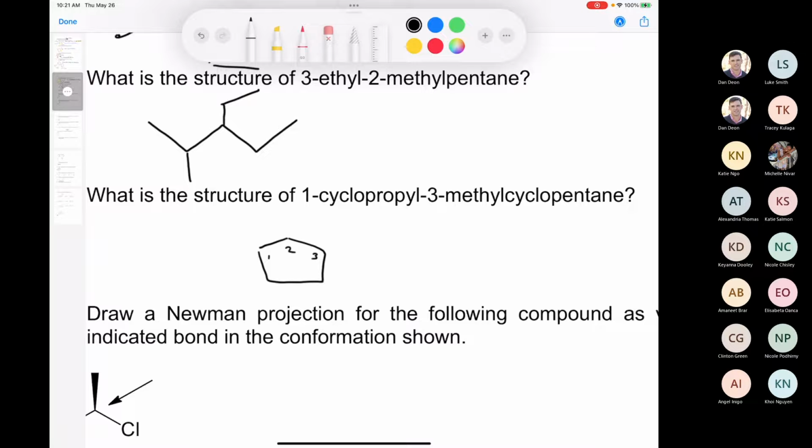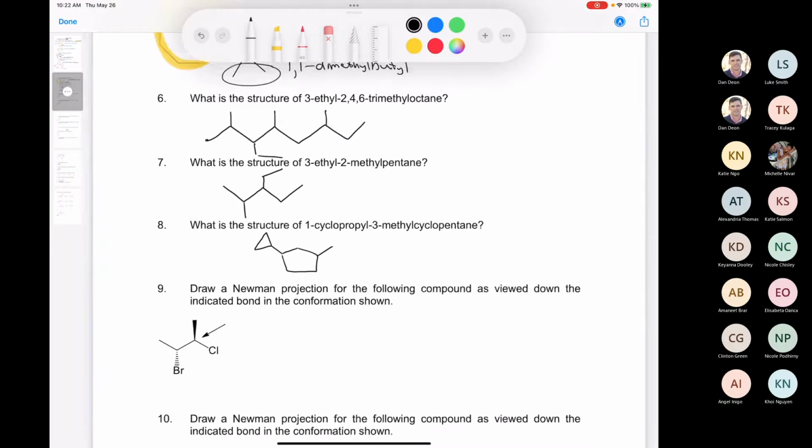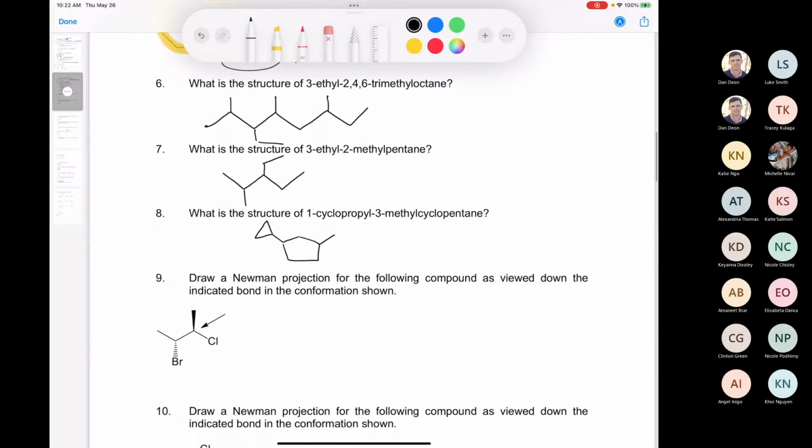So at the first carbon, we're going to put a cyclopropyl, and at the third carbon, we're going to put a methyl. So at carbon number 1, we'll put a cyclopropyl group, which is this, and at the third carbon, we'll put a methyl. Done. So that's drawing some compounds, bond-line structures, given their names. Let's try a Newman projection.